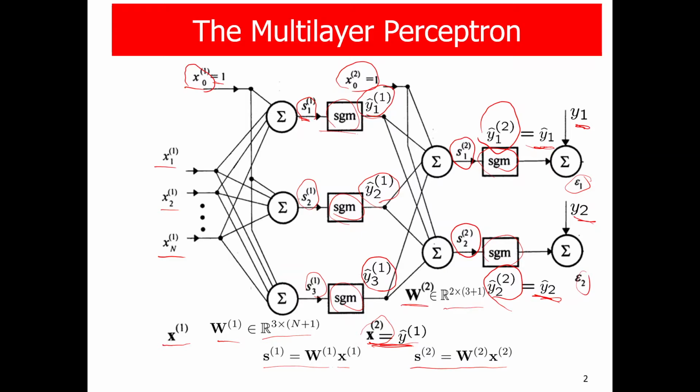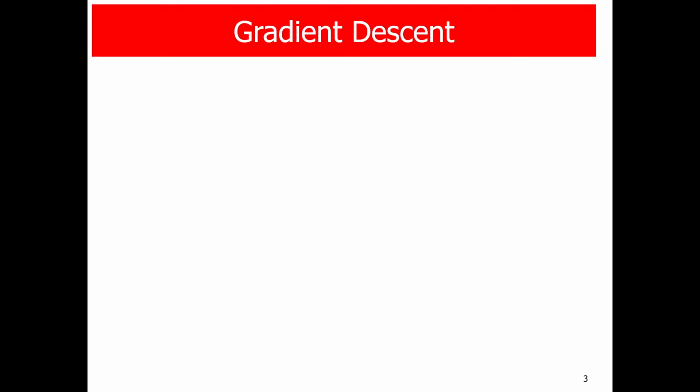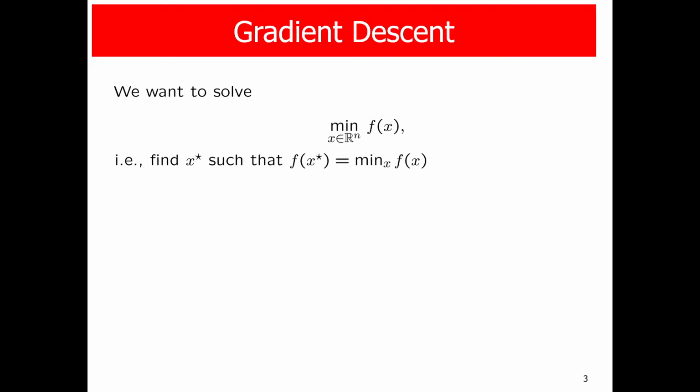When we train a neural network, our goal is to tune these weights such that the errors, epsilon 1 and epsilon 2, are as small as possible on the training set. To train this neural network, we will use the gradient descent method. Generally, the gradient descent method is an algorithm for minimizing a function f in an n-dimensional Euclidean space. So formally, our goal is to find a point x star in this n-dimensional space such that f of x star is the minimum of function f.